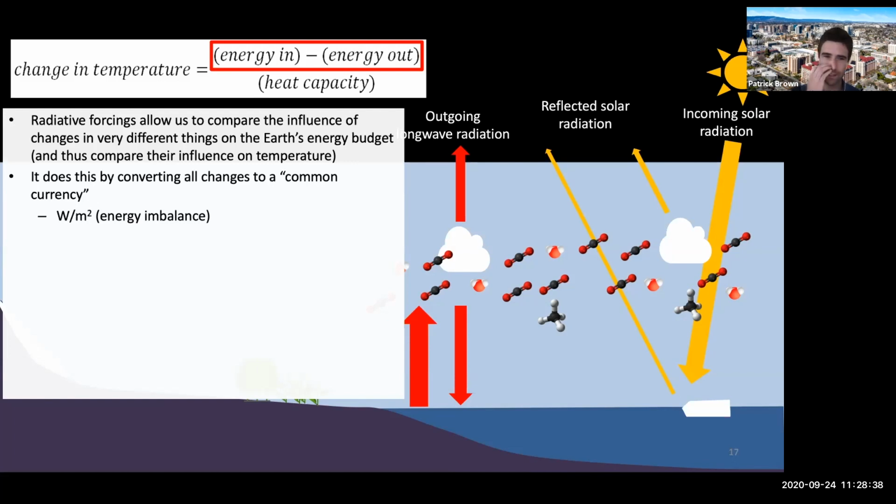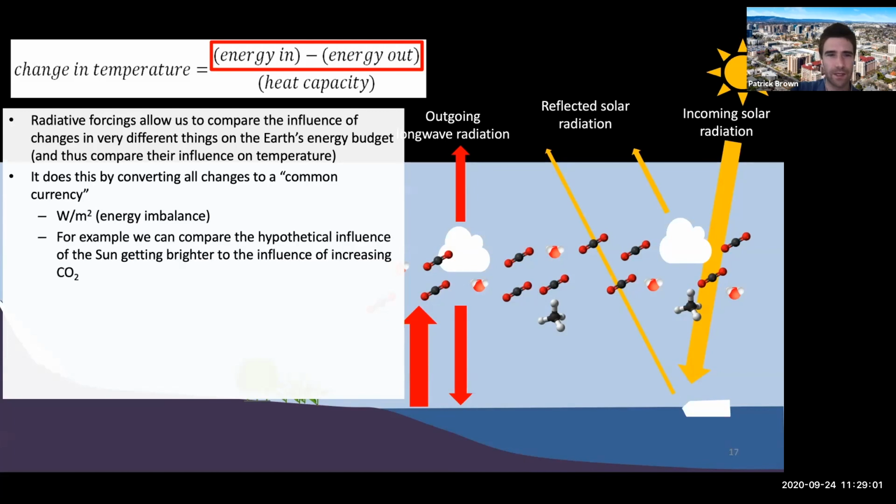And so that's the same idea here, is that you can have changes in the environment which seem like, how do you compare them? Well, if you convert them into this change, like what they do to the Earth's energy imbalance, in terms of watts per meter squared, then you can compare them and say whether one has a larger influence on the temperature than another. So one example would be, you can compare the influence of the sun getting brighter versus the increase in CO2.